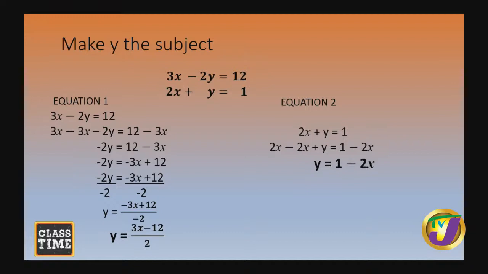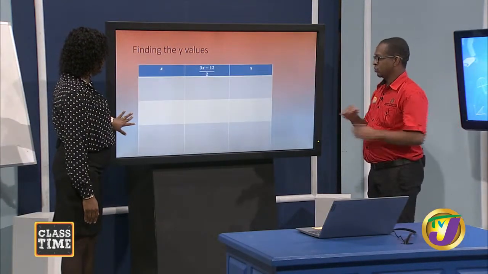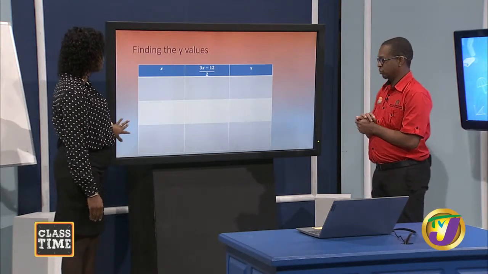1 subtract 2x. So we can therefore tidy this up a little bit better, moving around the terms. We didn't need to move that. So let's find some values for y, starting with the first equation that we got.